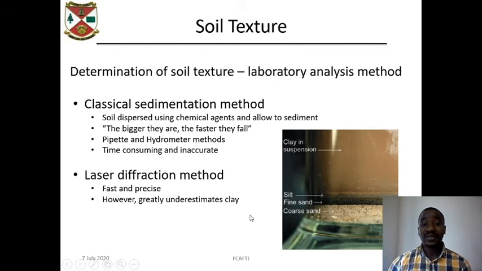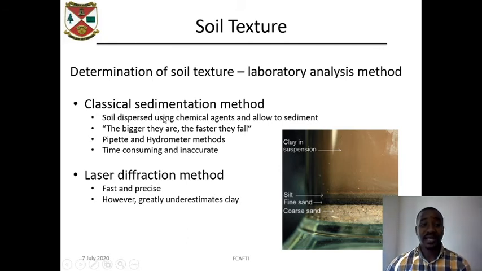Now let us look at the laboratory methods of determining soil texture. There are basically two methods. The first one is the classical sedimentation method. The second one is the laser diffraction method. Okay.